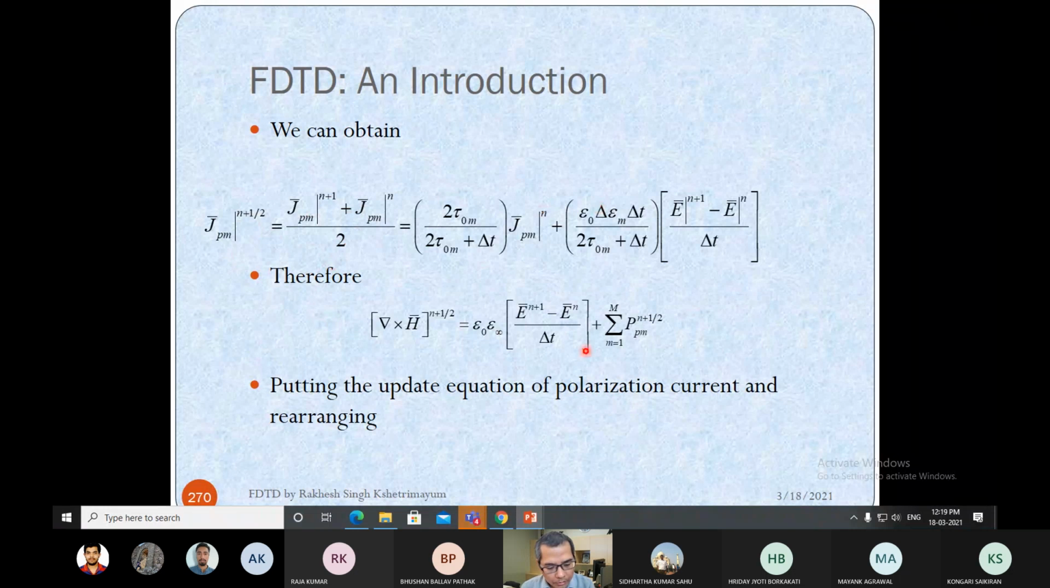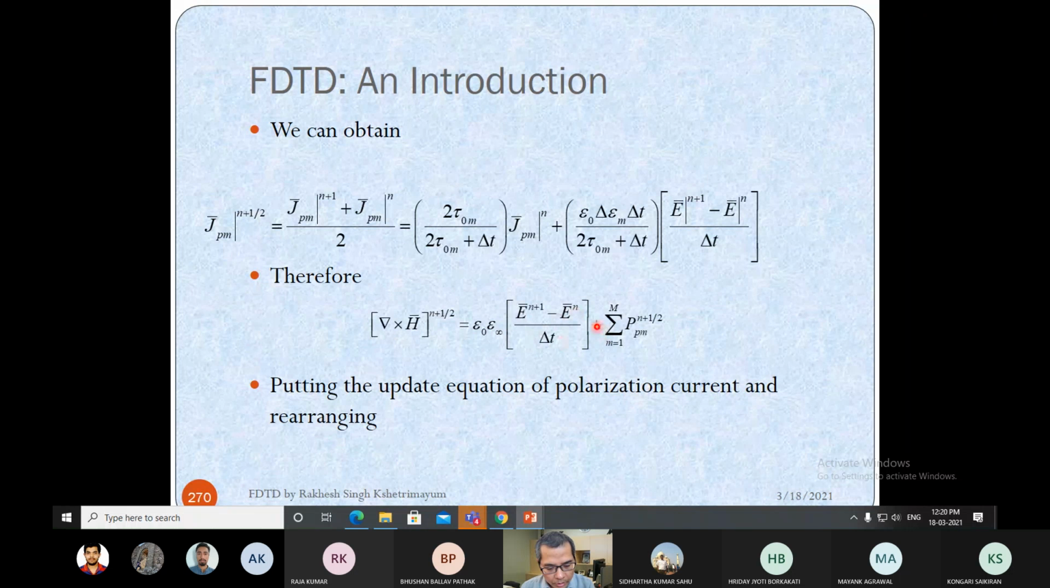So now let us come back to the original equation. The original equation is here. This is the Maxwell curl equation. So you can write the update equation now. On the left hand side, you're calculating the magnetic field at the n plus half time instant. Then on the right hand side, you have this ε_0 ε_infinity. What was here? This is the displacement current, so ∂E/∂t, that is E^(n+1) minus E^n divided by Δt.